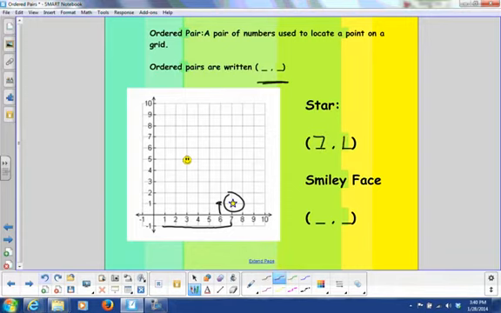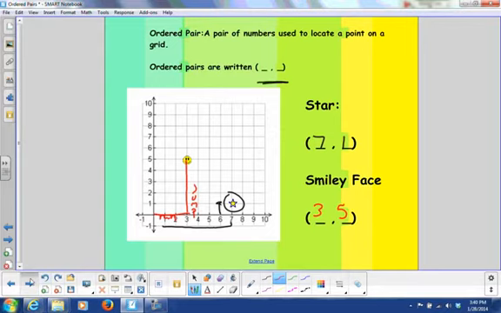All right, same thing for the smiley face. I'm going to use a different color. Smiley face, we're going to go over to where it's on the line here, which is the 3, and then I'm going to go up. So I'm going to run and jump. Run and jump. That's how you can remember what order to put the numbers in. Okay, so I'm going to run over 3 and I'm going to jump up 5. So then my coordinates are going to be 3 and 5.